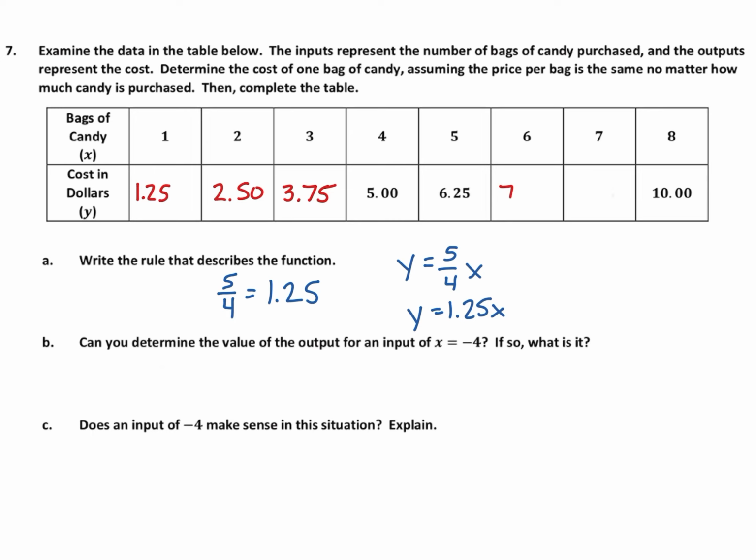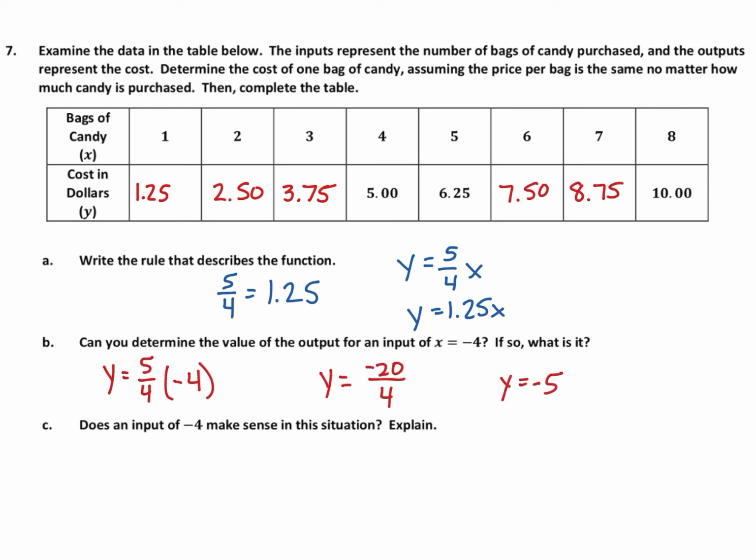Then it says, can you determine the value of the output for an input of -4? If we put the input, which is an x value, of -4 into our equation, -4 times 5 gives us -20, and then we have to divide by 4. 20 divided by 4 is 5, but we have that negative, so our output would be -5.